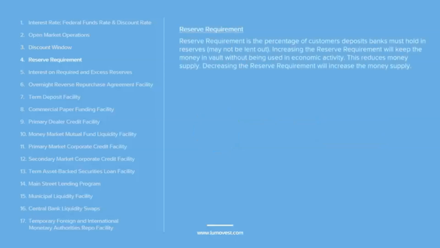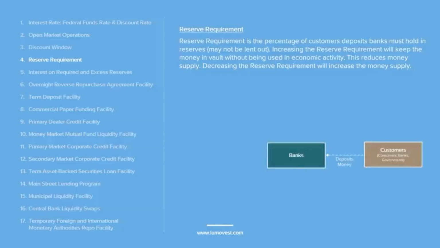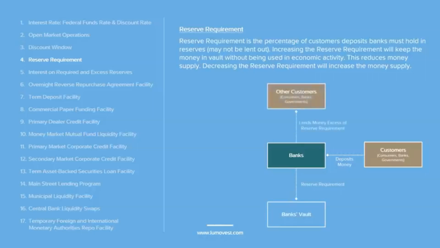Regular banks make money on the differential between the interest they pay customers on their deposits and the interest they earn from lending these deposits to other customers. When you deposit your money in the bank, banks are required by the Fed to retain a portion of your deposit and only lend out the remainder. This percentage of customers' deposits the banks are required to hold on to is called the reserve requirement.